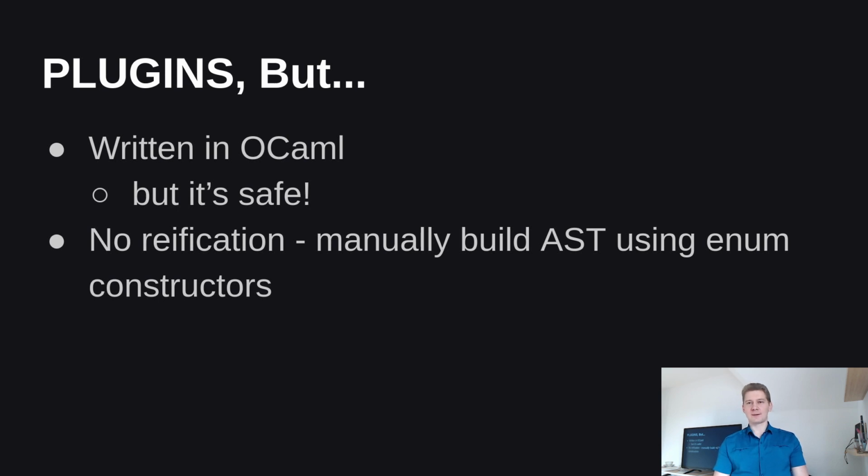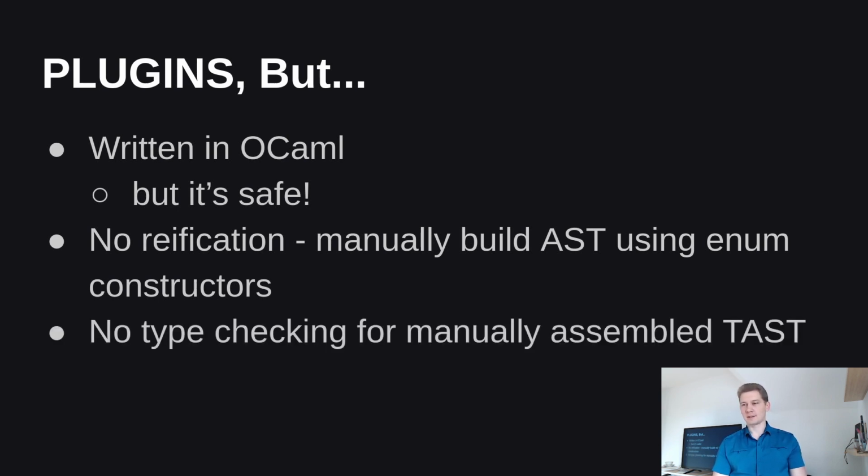Also, no type checking for manually created typed abstract syntax tree. The Haxe compiler can type check your abstract syntax tree when it is typing it. But when you produce an already typed syntax tree, the typer is not involved, so you have to be careful about constructing the typed abstract syntax tree. You can even construct a thing like assigning an object to a number variable. You can construct it and pass it to the generator, and depending on the target, it may even be generated and then crash at runtime. So be careful.